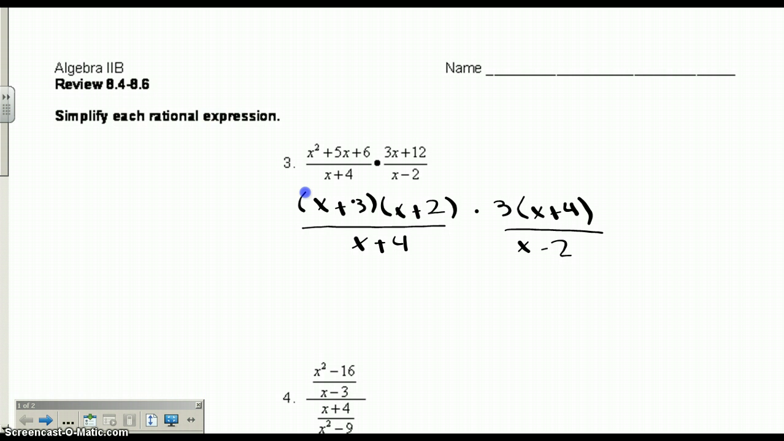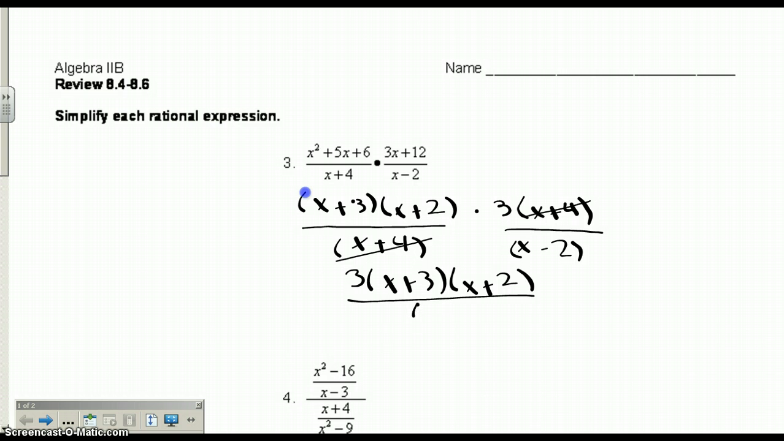Because it's multiplication, I can multiply all the way across my numerators and my denominators. If you'd like to combine these into one common numerator, common denominator, please go for it. But in this case, we don't need to, because any factor in the numerator and denominator will simplify out to 1, and then we're left with our final solution. So I have x plus 3 in the numerator times the quantity x plus 2 in the numerator. I have my 3, I want to put that out front, all over x minus 2. Okay?